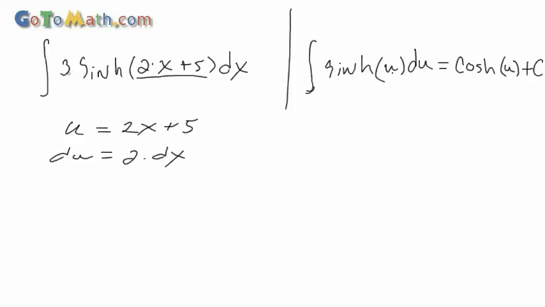Alright, well, we don't have a 2 out here, we've got a 3, so I'm going to pull that 3 outside the integral sign, out of the way. Then we'll rewrite this over here. So this becomes a half. We solved for dx in this problem: du over 2 is equal to dx. Now we can substitute this dx for this stuff here. And what do I do with the coefficient? I always take it outside the integral sign.